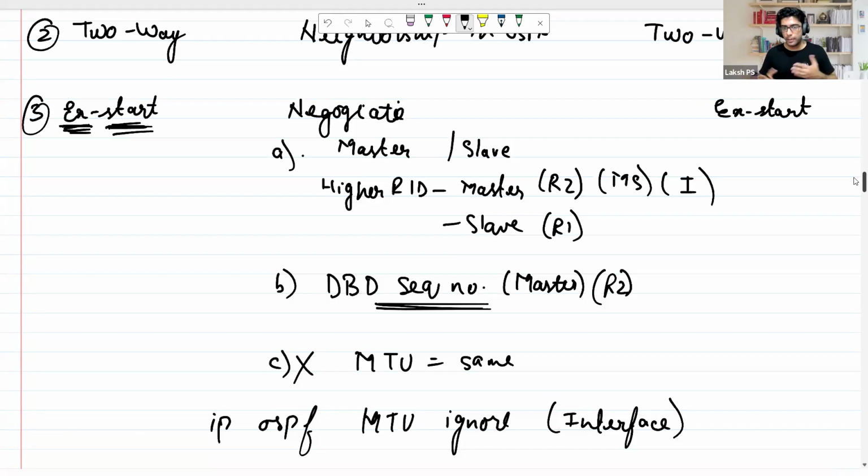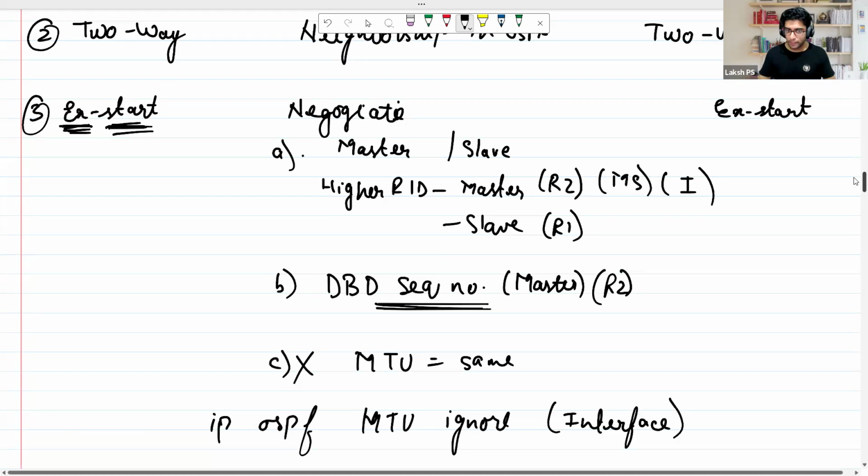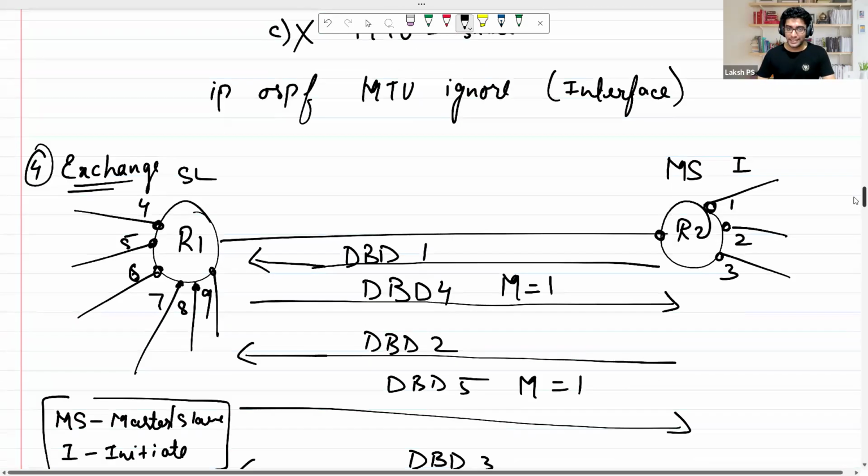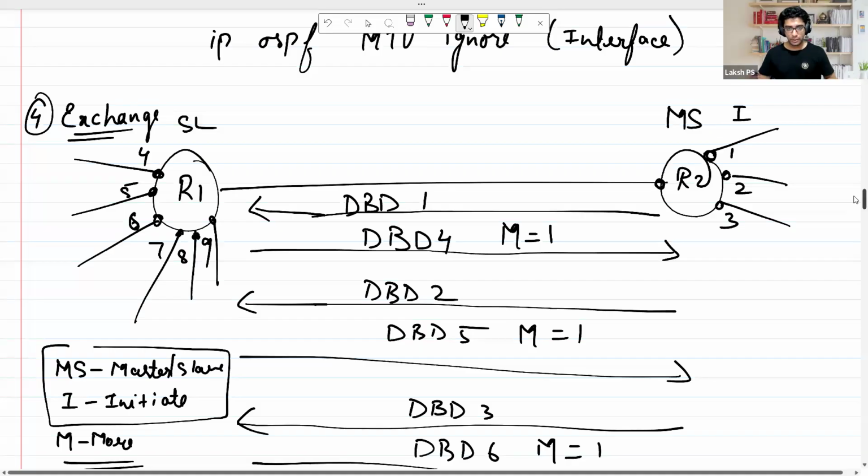Whichever router has a higher router ID becomes the master, the lower router ID becomes the slave, and the master router chooses the sequence number. Then the MTU should be the same. If it is not the same, then the routers are stuck in the ExStart state. If you want to ignore the MTU, you can use the ip ospf mtu-ignore interface command. This is only for Cisco. I'm not sure about other vendors. Then in the exchange state, they exchange the DBDs with each other. The master sends the DBD, and the slave responds by sending its own DBD. When the slave is responding, it will also set the M bit as 1. And we also know the significance of the M bit now.